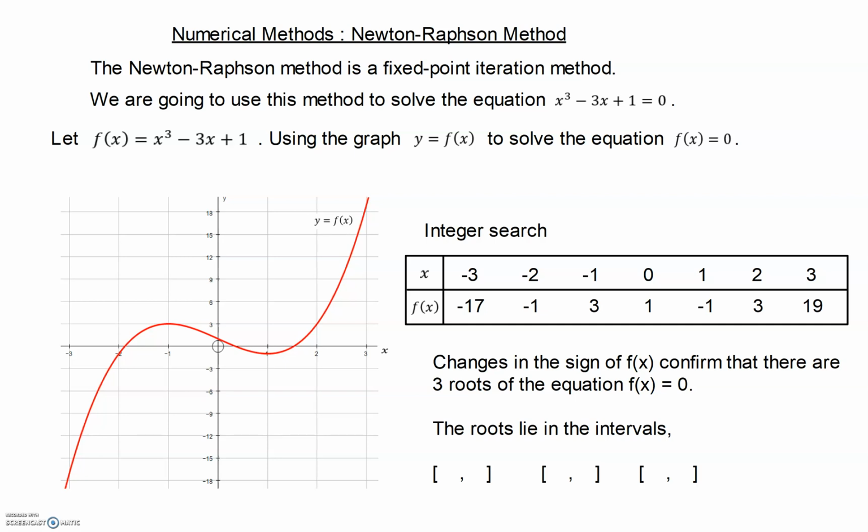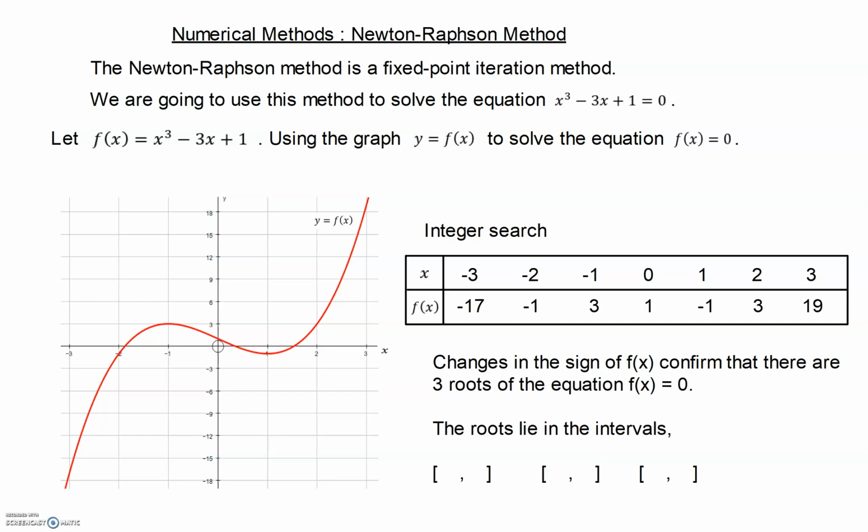So we're going to use a different method now. You've used interval bisection and decimal search, their changes of sign method. We're now going to use a fixed point iteration method. We're going to start with the Newton-Raphson method. This is going to be used to solve the equation x cubed minus 3x plus 1 equals 0.